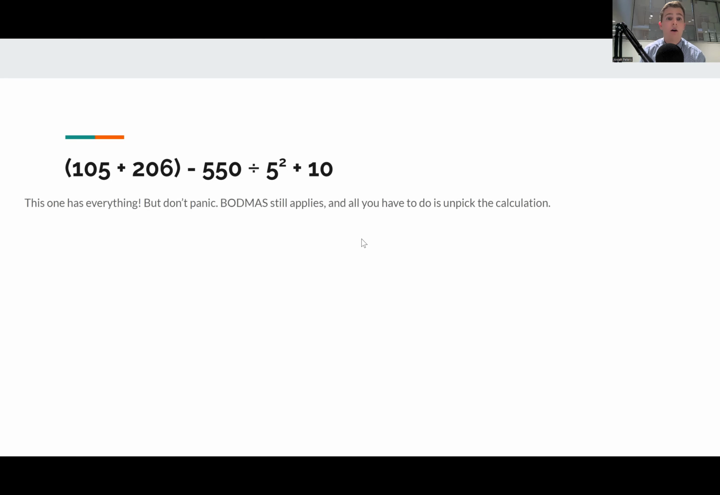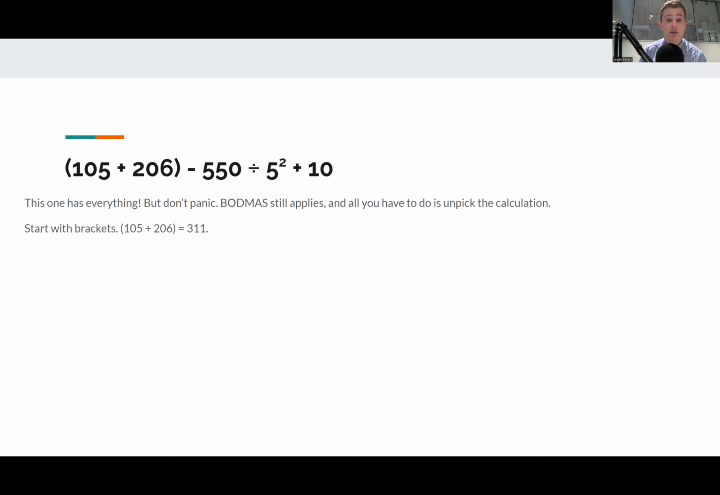Okay, so this one, it looks scary. It has everything involved in it, but don't panic. BODMAS, our formula we've been working on, still applies. And all you have to do is unpick the calculation step by step. So we'll work on this together. So thinking through our acronym, BODMAS, we start with the brackets.